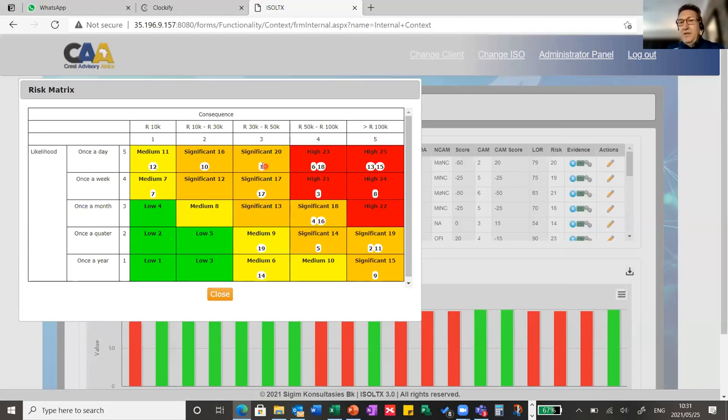So whether we are working with this graph or this matrix, it doesn't matter. We are customizing it for you. And now you can see, with everything in your internal context, what do you need to actually work from to actually take it away from your high risk environment into your significant risk, into your medium, into your low. And this is real time.